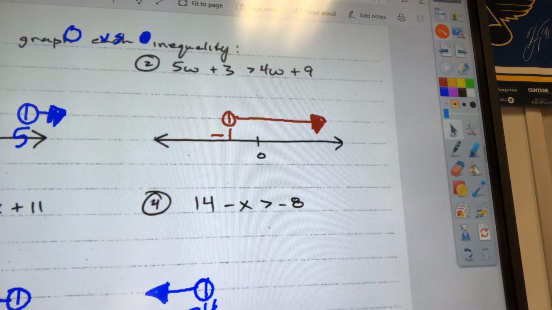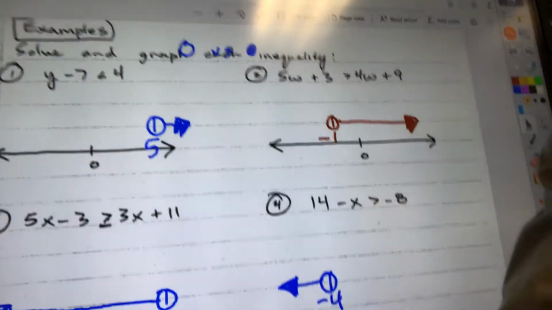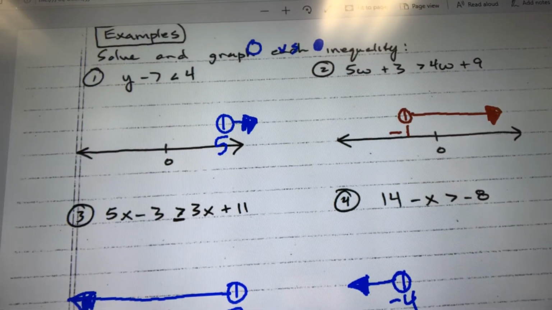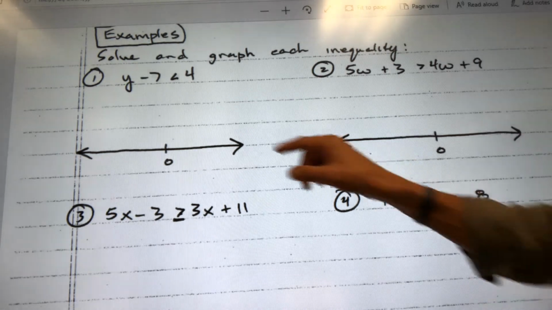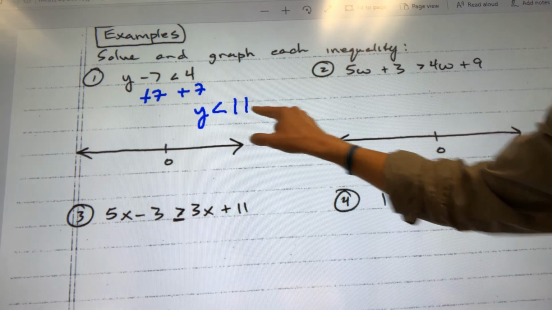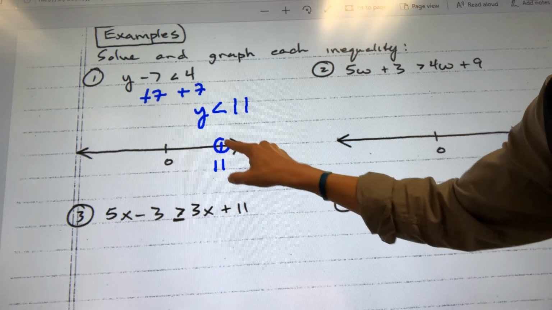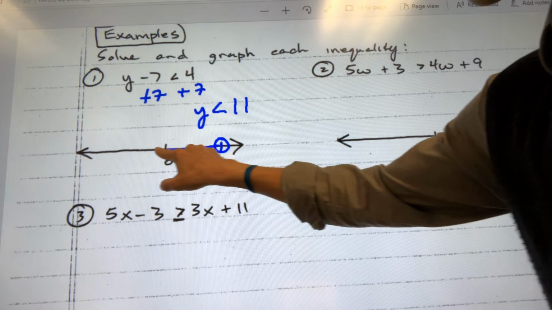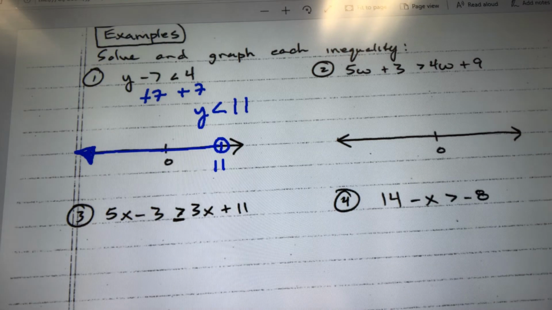Go to the next page here. On the next page, we're going to do the first 4. These are pretty easy. I want to do the first 4 with you in this notes section. Y minus 7 is less than 4. You're going to solve it like you would a regular equation. Move that 7 over. So now you have y is less than 11. Here's 11. Open circle, because there's no equality. Less than means you shade to the left. Y is less than 11.